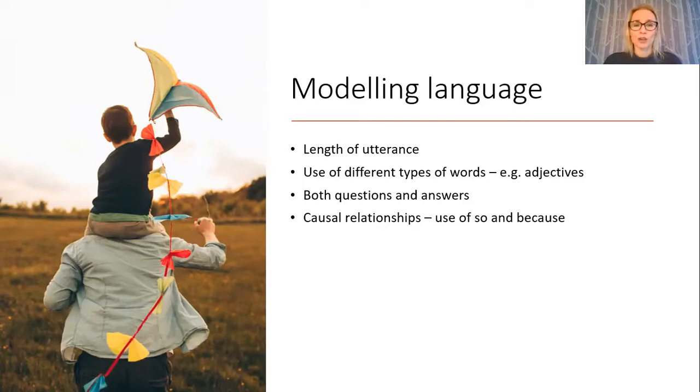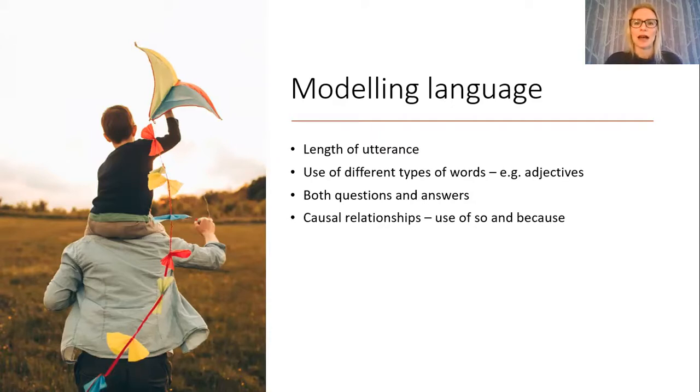We might model also causal relationships, that is why things are happening. The concept of why is quite difficult for young children, so we can model using this sense of a causal relationship, why things happen, by saying, it's cold, so I'm putting my coat on. I'm putting my coat on because it's cold. Okay, so we're modeling that understanding.